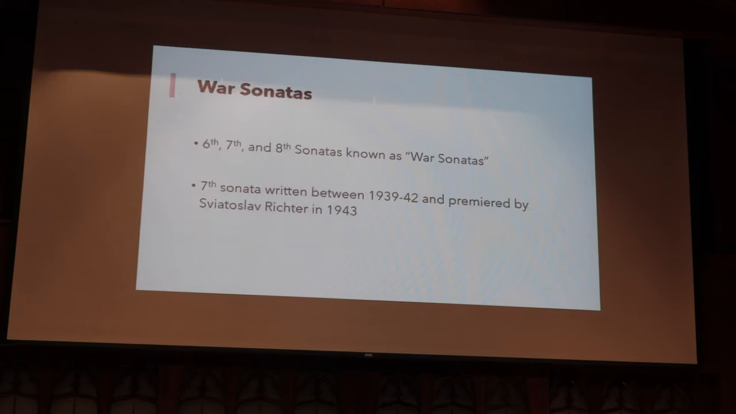So these war sonatas, like the one that I'll be playing today, the 7th, these were written during World War II. The 7th sonata was written between 1939 and 1942 and premiered by Richter, who famously learned it in only 4 days before performing it. Something interesting to note here is that the musicologist Gary O'Shea also mentions that these 3 sonatas all have some iteration of the famous fate motif of Beethoven, which serves as a kind of unifying factor across these 3 sonatas.